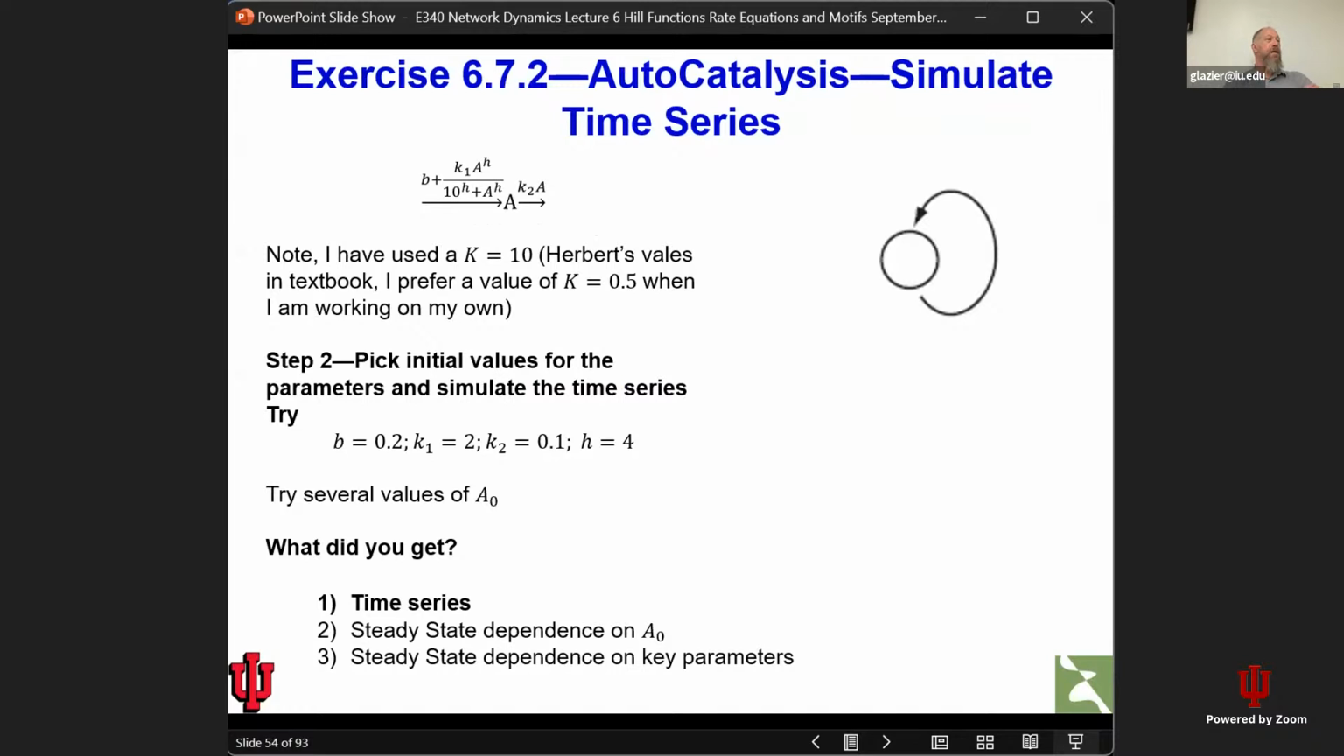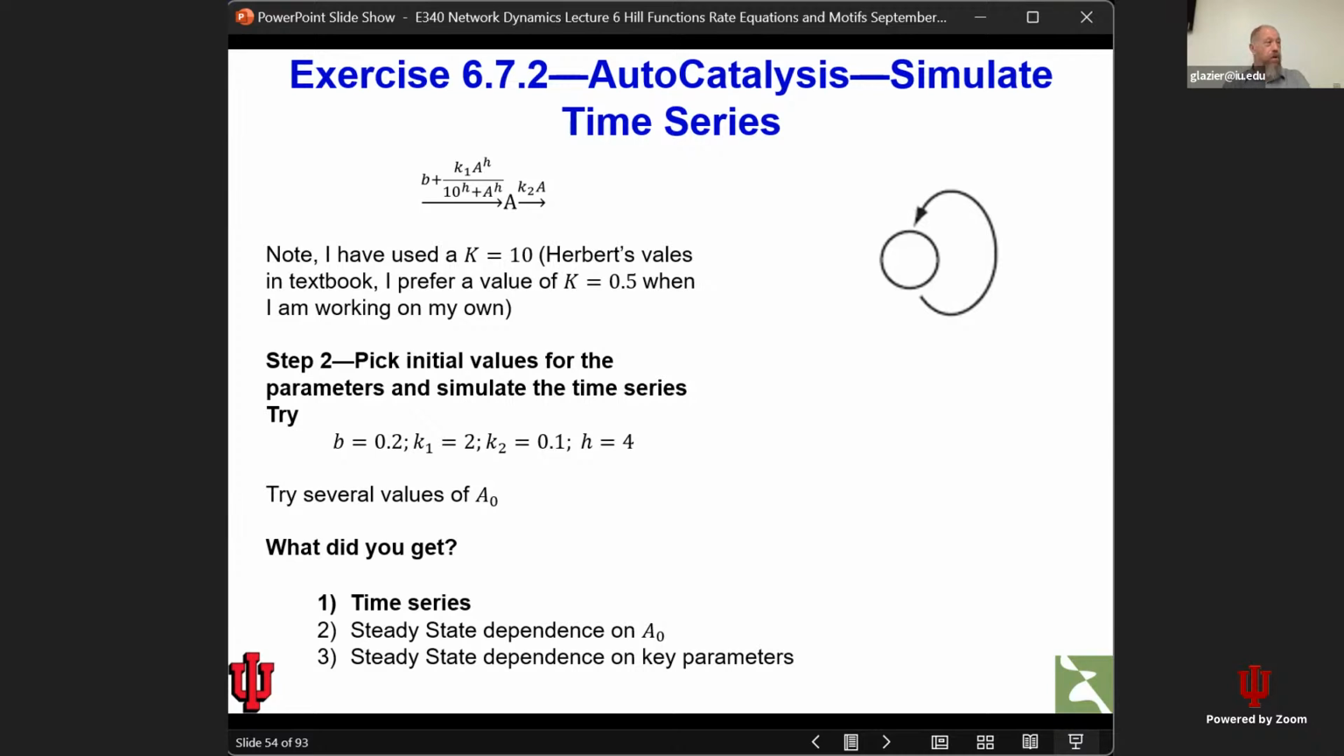And so the chemical reaction is this. Nothing produces A at a rate B plus K1 A to the H over, here I scaled it by 10 instead of a half. I said to use a half, but Herbert likes 10. So I'm using Herbert's value of 10. And then A decays to nothing at a rate K2 times A.